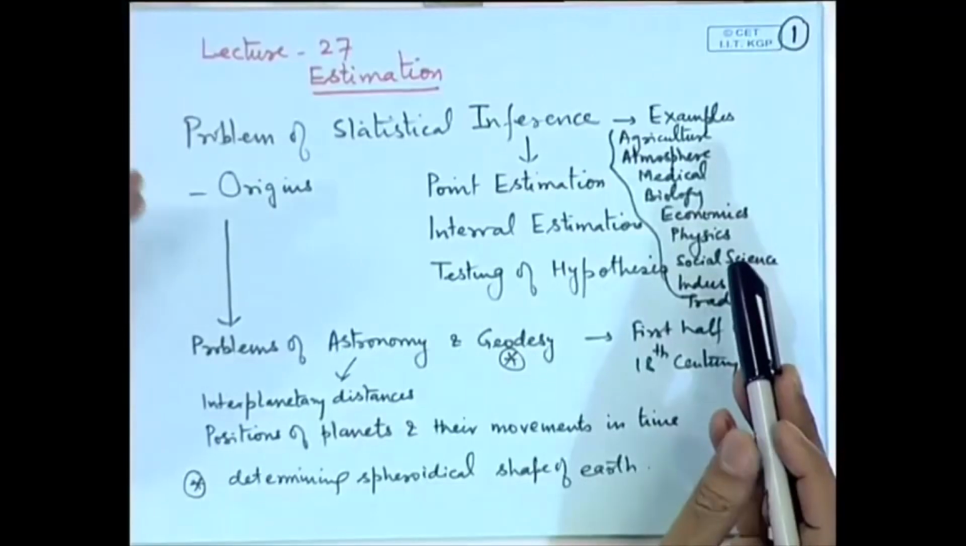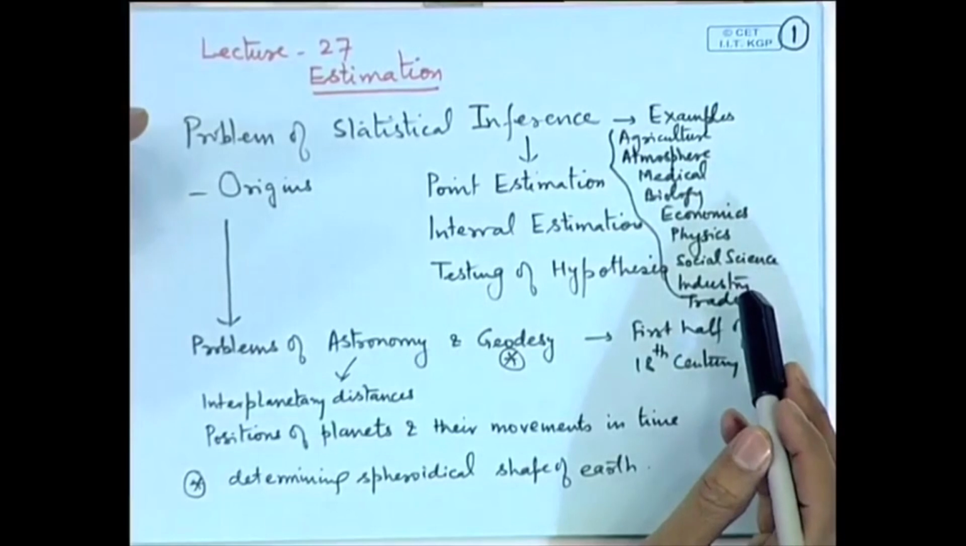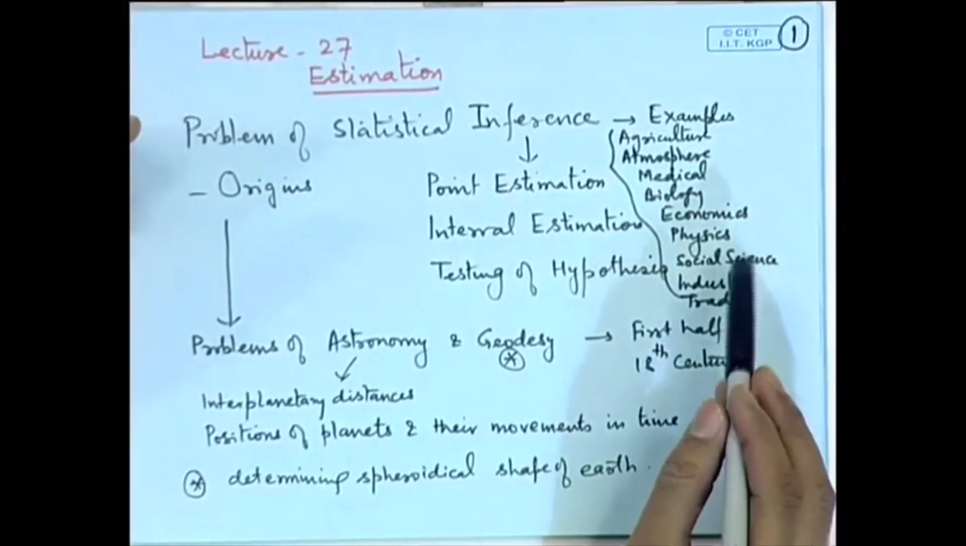In medical sciences, we are interested in the occurrences of diseases. So, what is the estimated number of people who will be affected by a certain kind of disease, and what will be the effect on the longevity of the people by that disease. In biology, in economics, in physics, in social sciences, in industry, trade and commerce, in almost every area of human activity, we come across such situations or such problems.